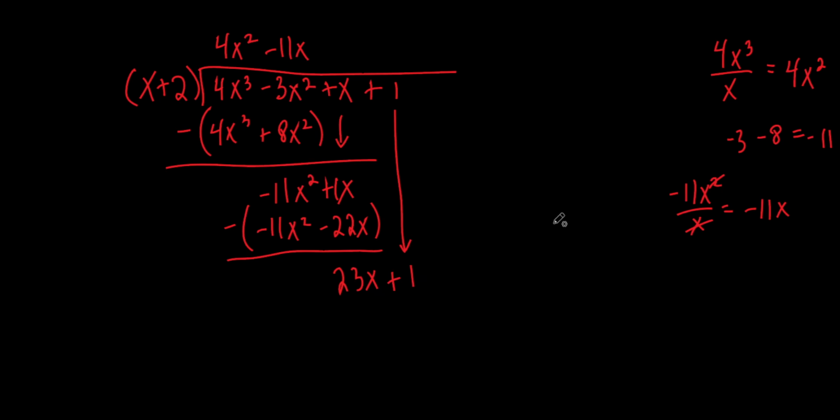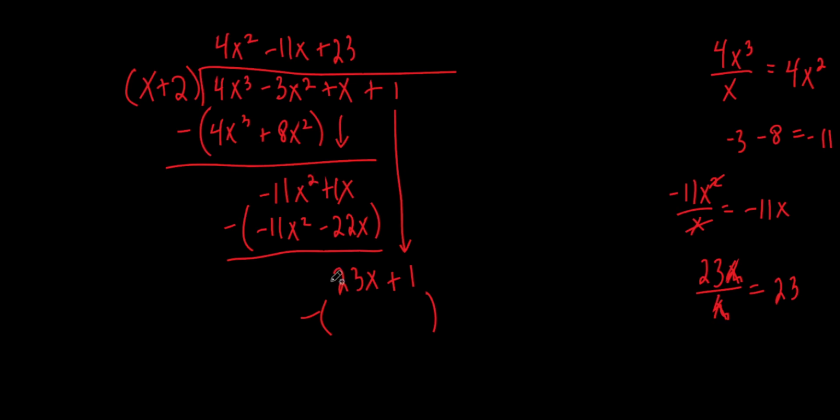Now we go through the routine one more time. We say, how many times does x divide into 23x? If you need to, come off to the side and go 23x divided by x. Look what happens here. This x cancels with this x. I'm left with 23. Where does that go? It goes up here, plus 23, because it's a positive 23. Now we multiply, then we subtract, and then we're going to have a remainder, then we'll be done.